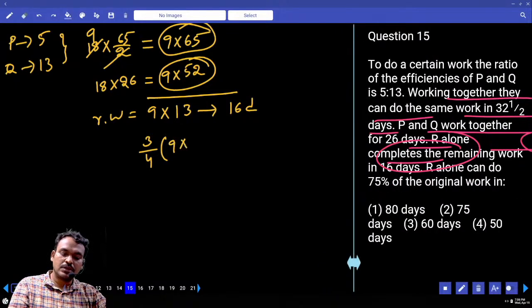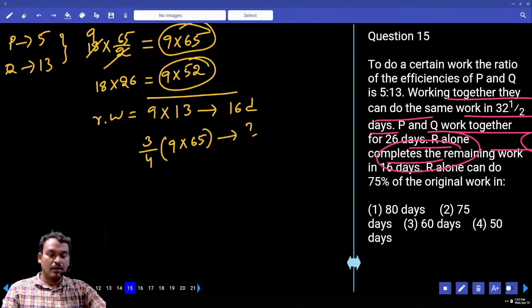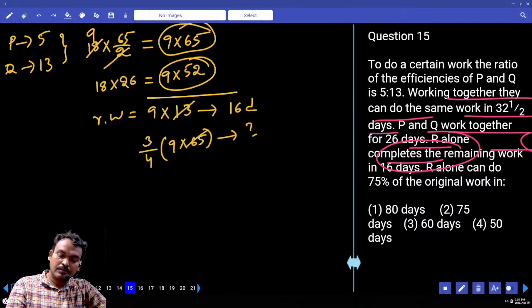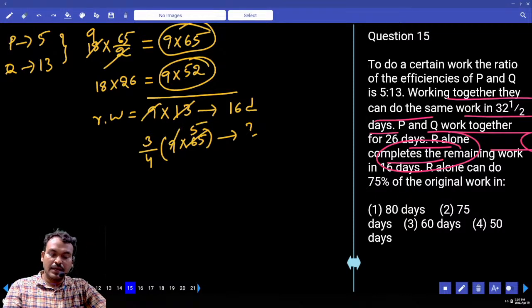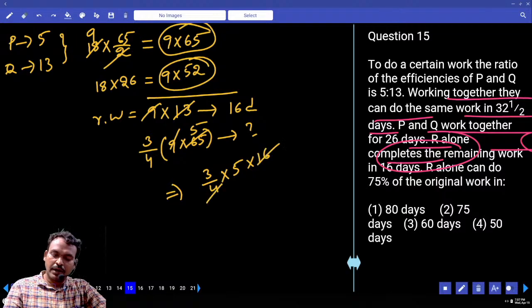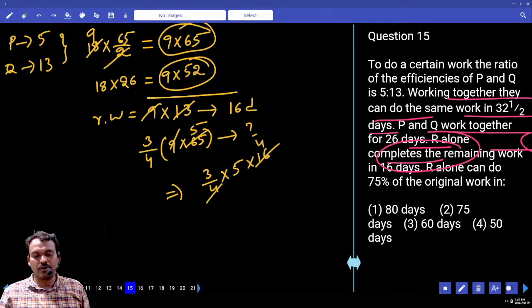9 into 65. It is completed in how many days, sir? 13 how many times? 5 times. 9, 9 cancel. Any other cancellations? 3 by 4 into 5 into how much value? 16. 4 how many times? 4 times. 4 5s are 20. Into 3 means 60 days, sir.